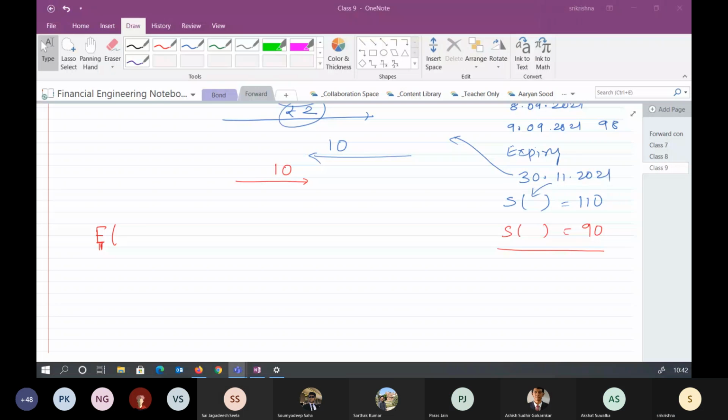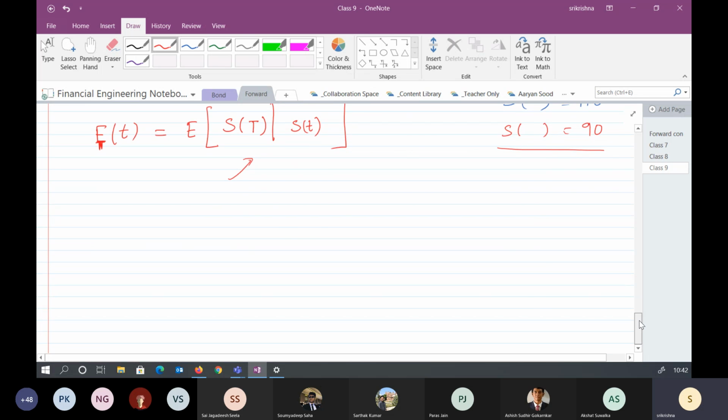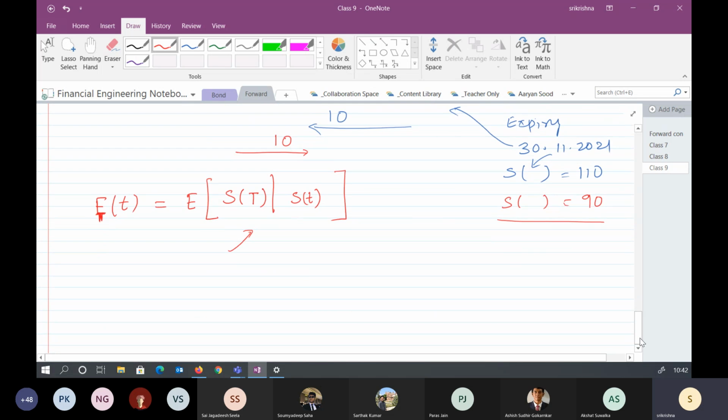Yes, sir. If we are at time t and we are trying to find out the future value at expiry, which is capital T, it is the expected value of the spot price given what the spot price was at small t. So it's kind of a random walk. We'll talk about this one.